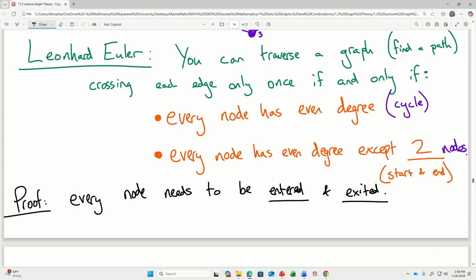The exception obviously being the start point, because I'm only going to leave that section of the city. I'm not going to come back to it, so it should have an odd number. And the end point, where I'm only going to end up there as a destination, so I don't need to leave that point. Unless, of course, I'm dealing with a cycle, and if it's a cycle, then the start point is the end point, and again, I need to leave it and come back to it. So that's the idea.